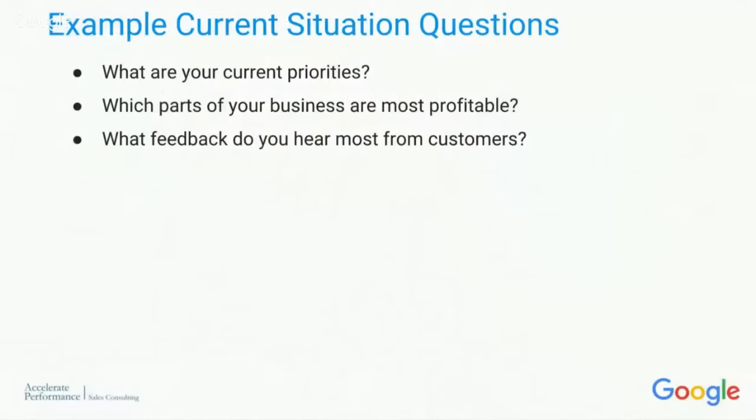A few examples here. Very simple. What are your current priorities? Which parts of your business are the most profitable? What feedback do you hear most often from customers? These are things that are top of mind for most business leaders or the people you're working with.